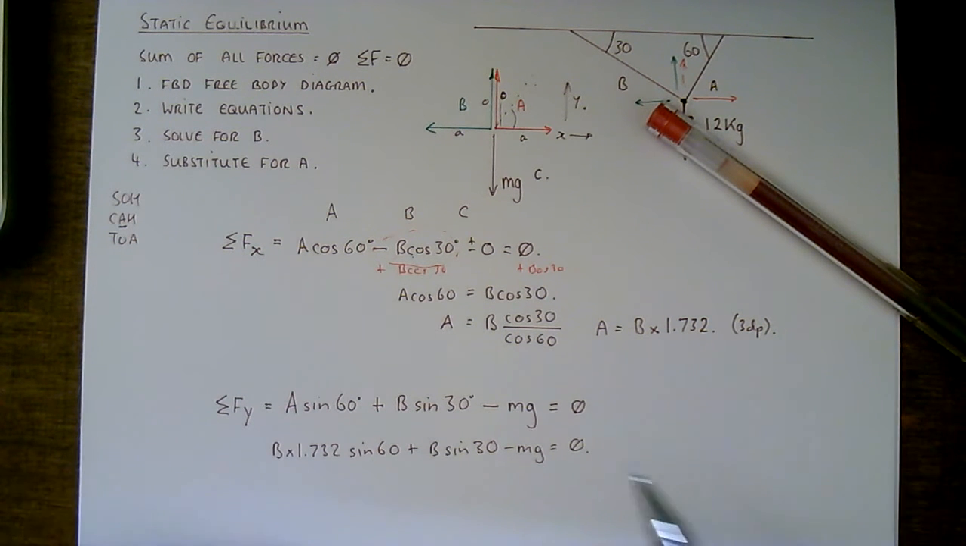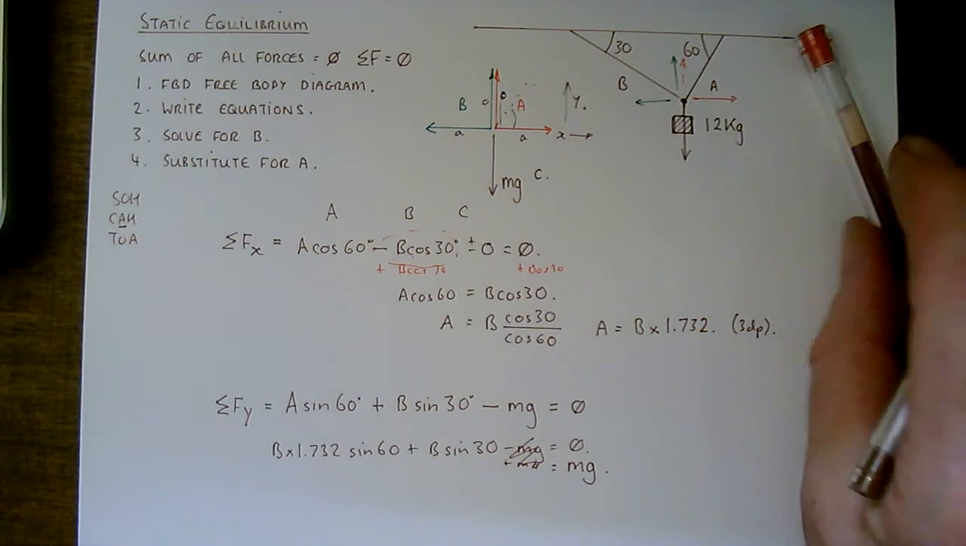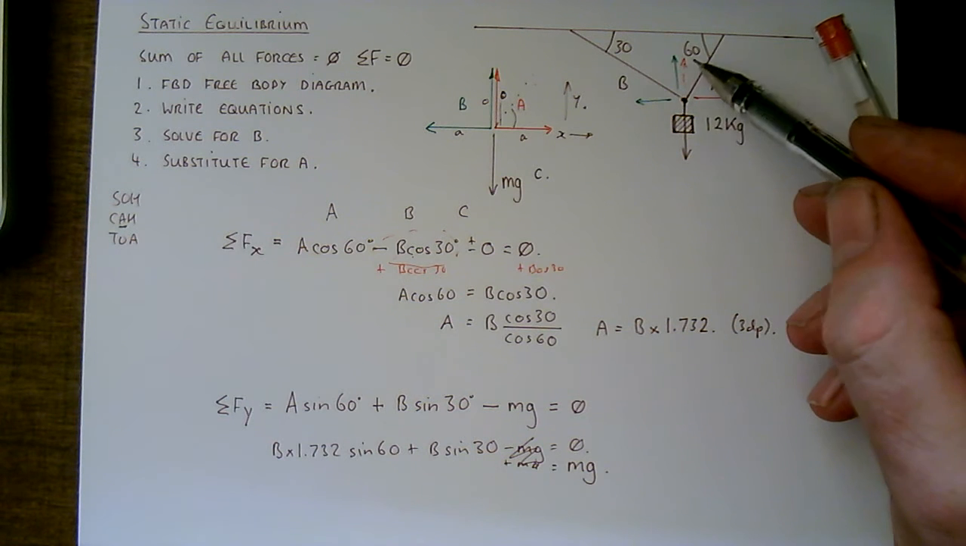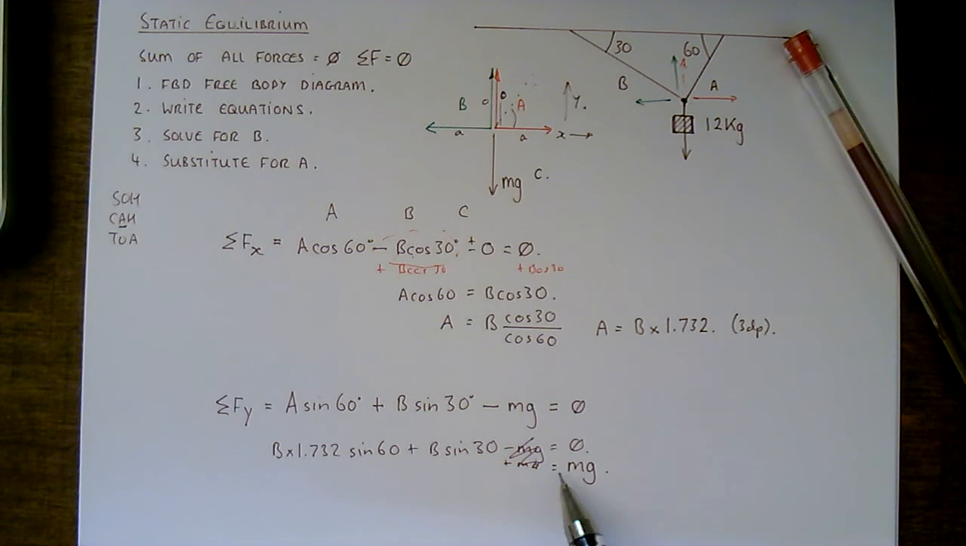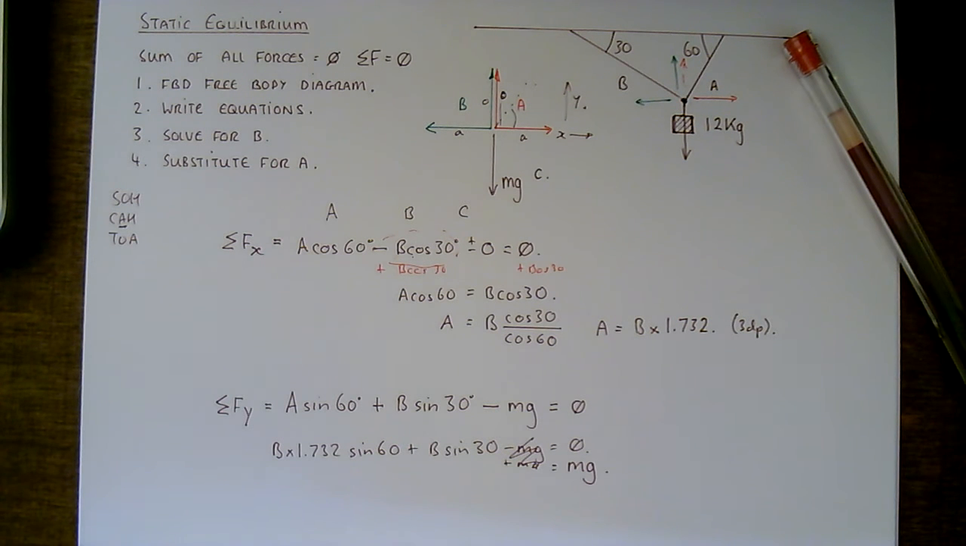So we can do some algebra. One of the things we can do is if we add mg here, we get equals mg here. So that will be a fixed value, because remember these forces, that force has to equal that force. So the force on this side will equal the force in the opposite direction. So now we need to factorize.